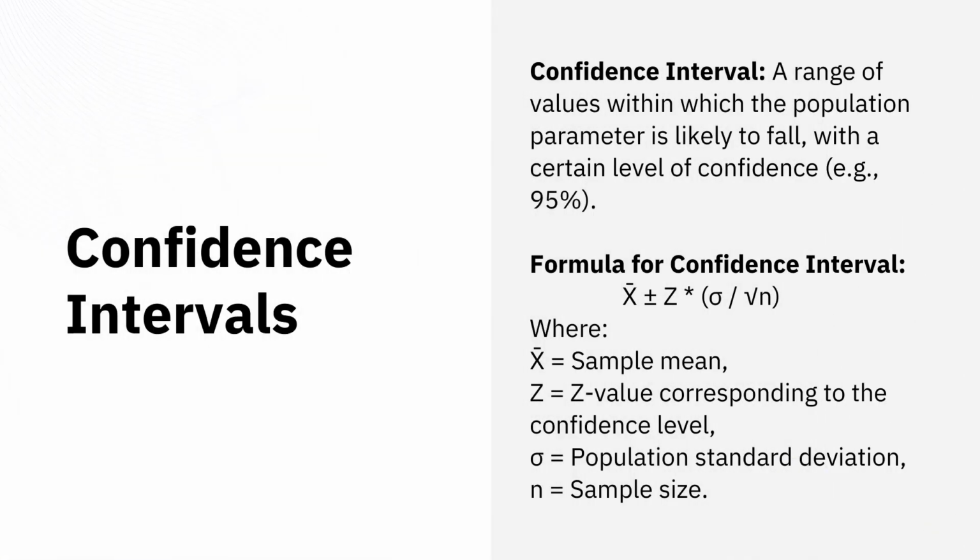A confidence interval gives you a range of values within which the population parameter is likely to fall based on the sample data. For example, a 95% confidence interval means that 95 times out of 100, the true population mean will fall within this range. Confidence intervals offer another way to make inferences about the population.